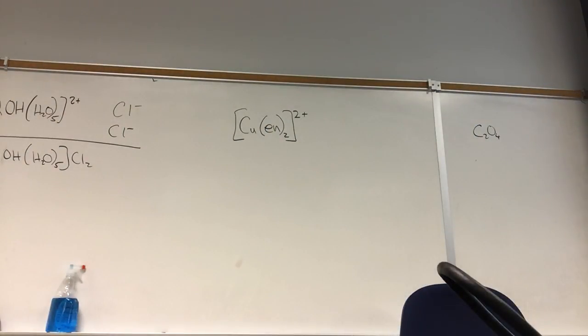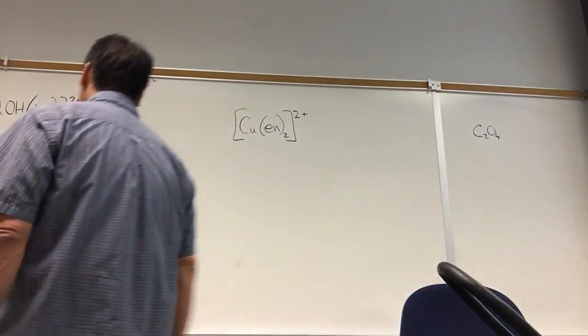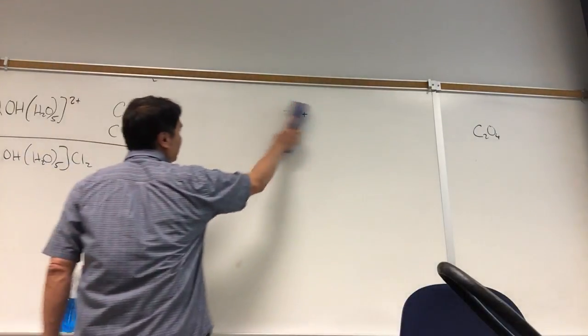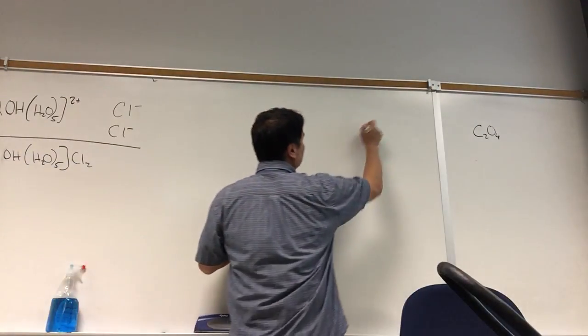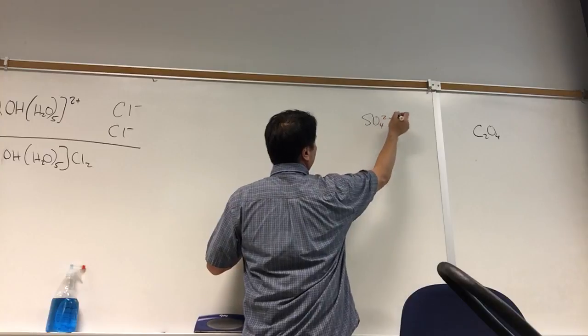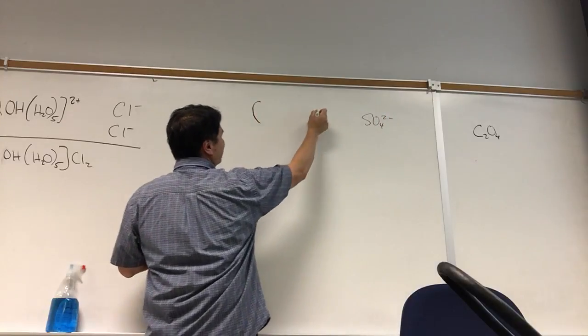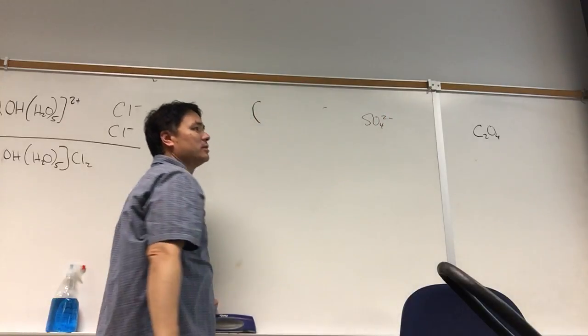D. Amine chloro bis ethylene diamine chromium 3 sulfate. Okay, again, there's a space here. The cation comes first, and then the anion. Well, let's do the anion first because it's straightforward. It's just the sulfate anion. So sulfate is SO4 2 minus. Now the cation is a complex cation, so let's figure out what that is.